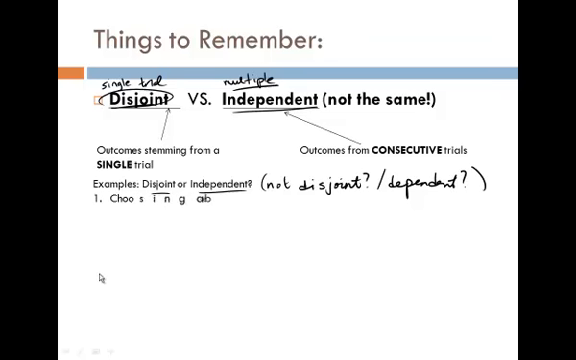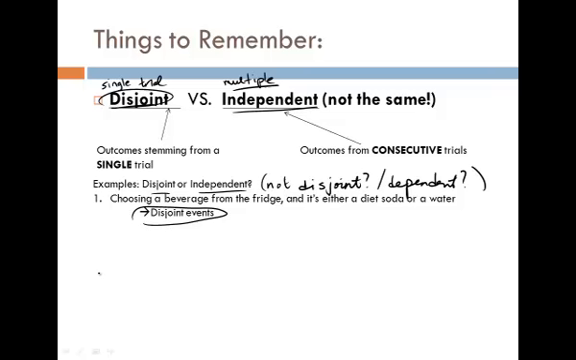Okay, first example. Choosing a beverage from the fridge, and it's either a diet soda or a water. Okay, so these are going to be disjoint events, because if you're selecting a single beverage, it cannot be both a diet soda and a water at the same time. It has to be one or the other.